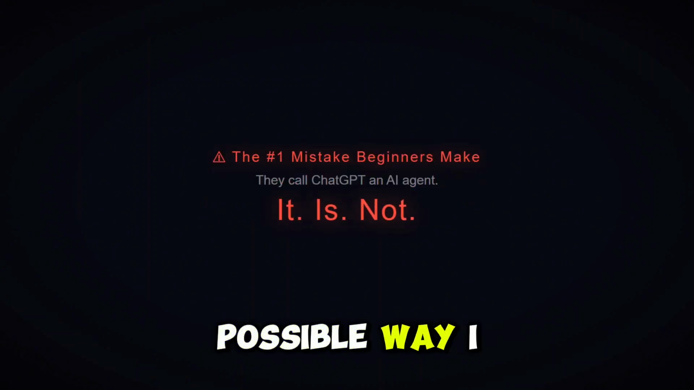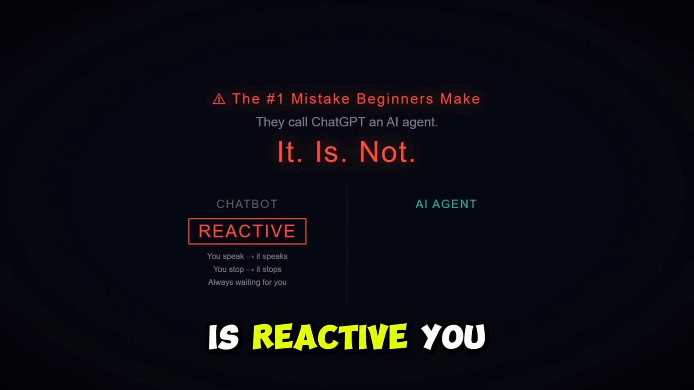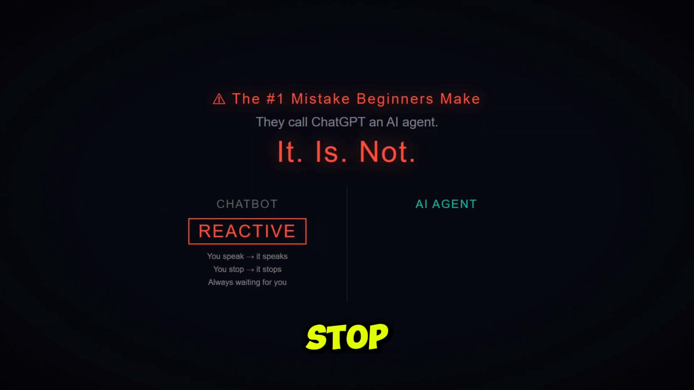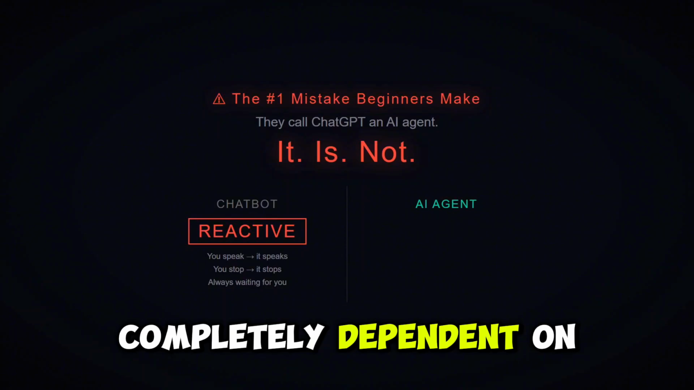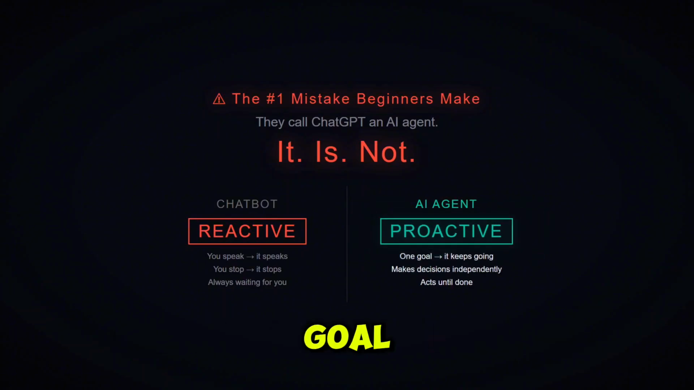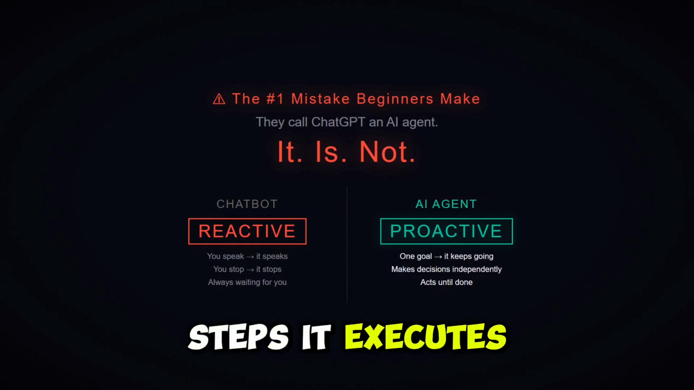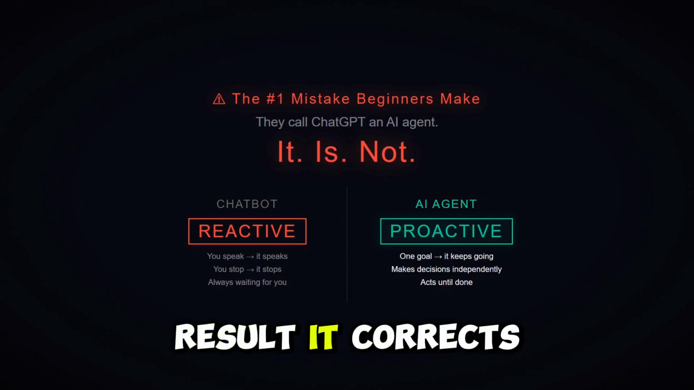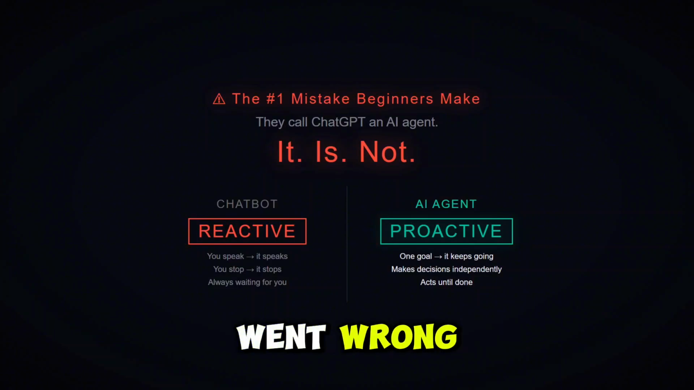Here's the simplest possible way I can explain the difference. A chatbot, like plain ChatGPT, is reactive. You speak, it speaks. You stop, it stops. It's completely dependent on you for every single step. An AI agent is proactive. You give it a goal, one sentence, and it takes over. It decides the steps. It executes the steps. It checks the result. It corrects itself if something went wrong. And it loops through this process until the goal is achieved.